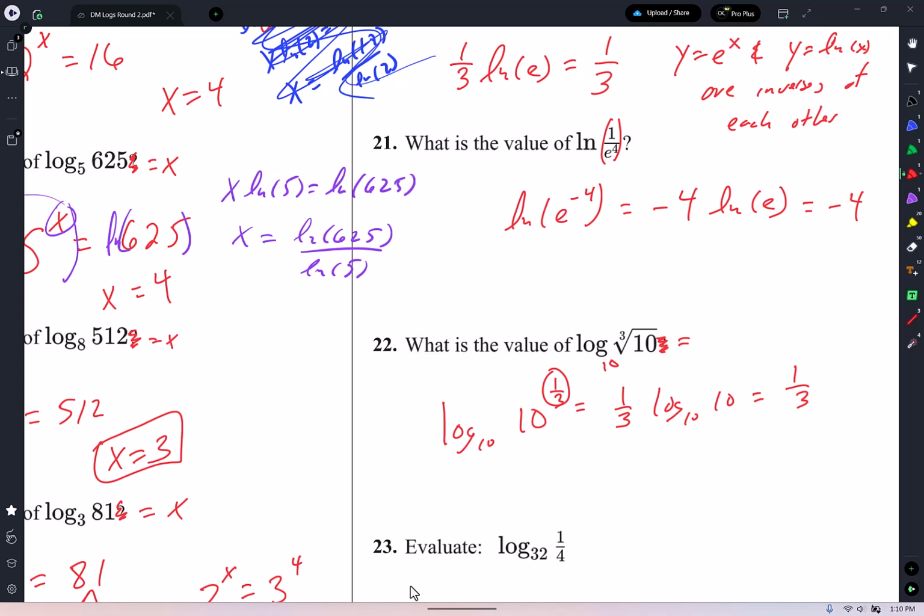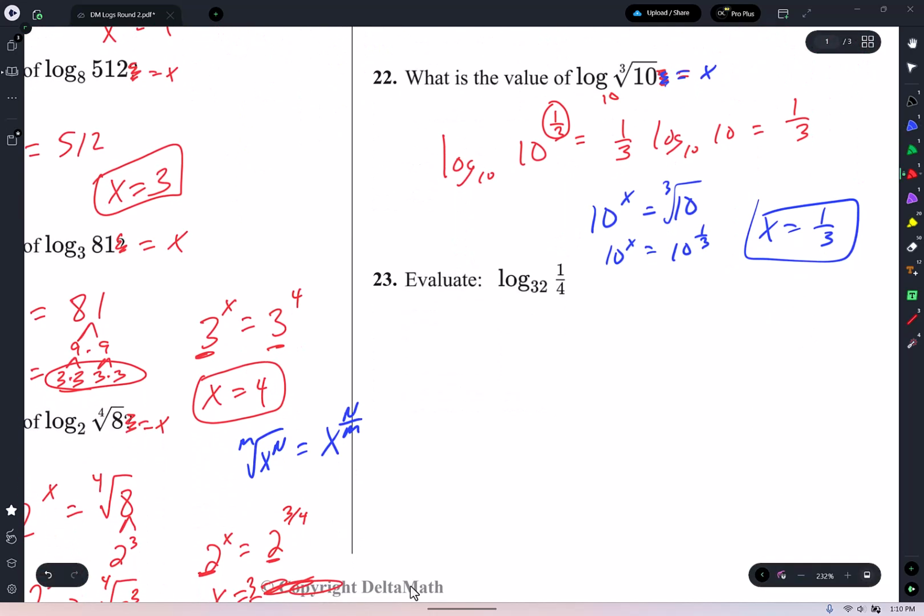You could always turn them into an exponential if you think that's easier. Let me write it in a different color so we don't get confused. You could say that equals x, 10 to the x equals the cube root of 10, and then turn that into an exponential: 10 to the x equals 10 to the 1/3. Oh, look, there it is. The only way that these are going to be the same is if x equals 1/3. There's so many ways to do it, see?